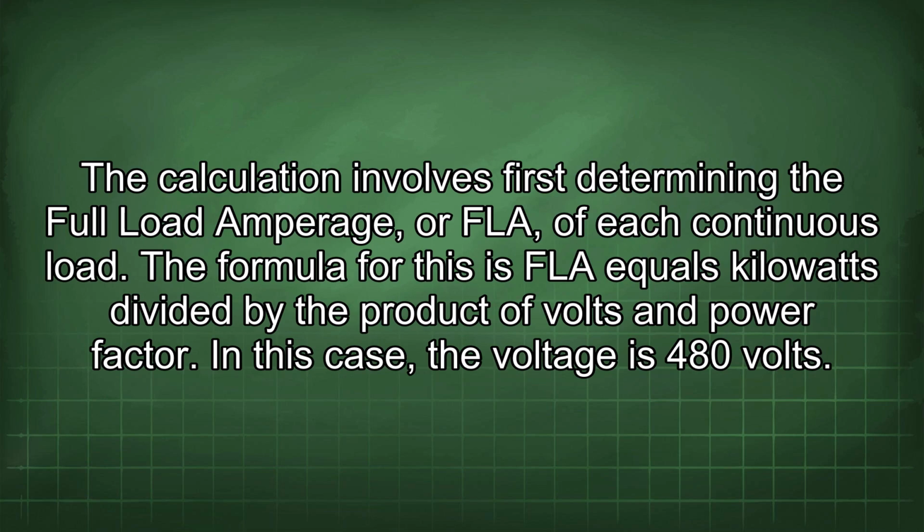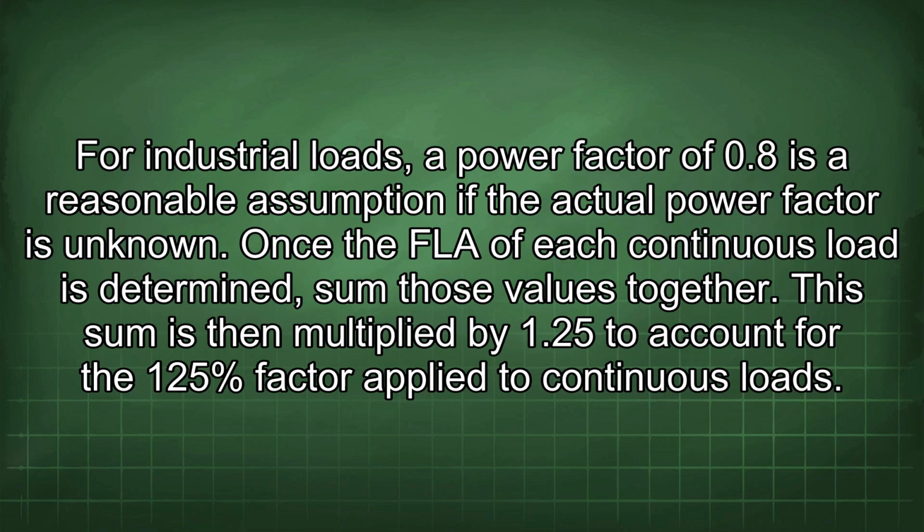The calculation involves first determining the full load amperage, or FLA, of each continuous load. The formula for this is FLA equals kilowatts divided by the product of volts and power factor. In this case, the voltage is 480 volts. For industrial loads, a power factor of 0.8 is a reasonable assumption if the actual power factor is unknown.